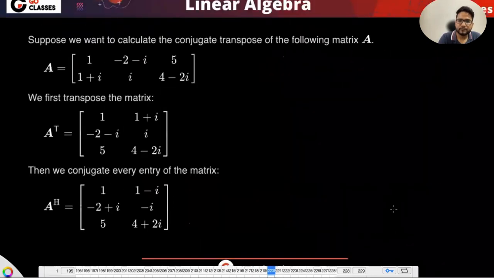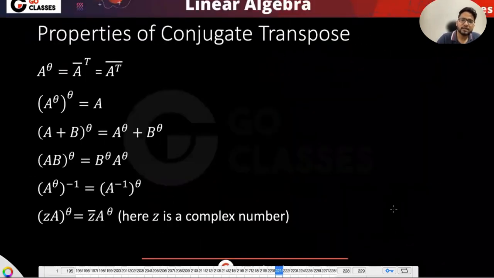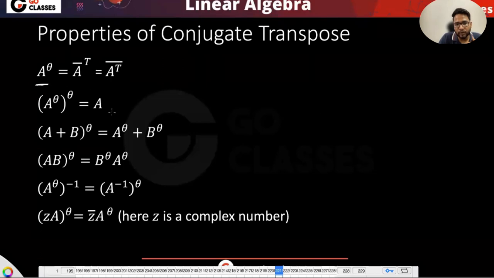Okay. Let's see a few properties that are just like the transpose. In the case of transpose, if you take the transpose two times, you get the same matrix. Similarly, in the case of conjugate transpose, theta is just a conjugate transpose. You take the conjugate transpose two times, you get the same matrix. A plus B whole transpose was A transpose plus B transpose. Similarly, here in the conjugate transpose, it is just like the transpose, right? So everything is just like the transpose apart from this.